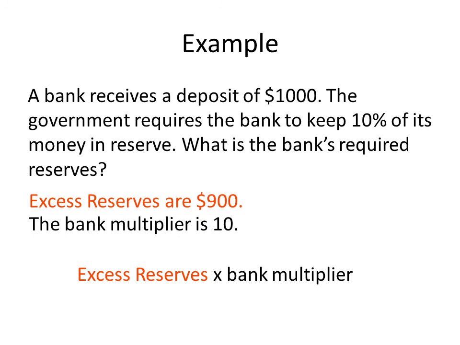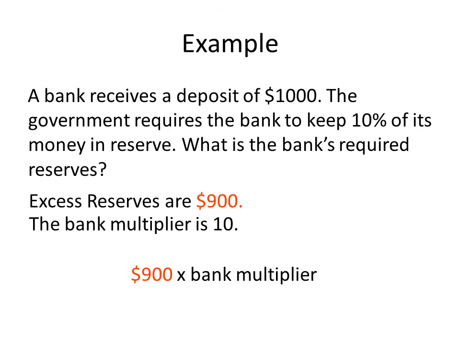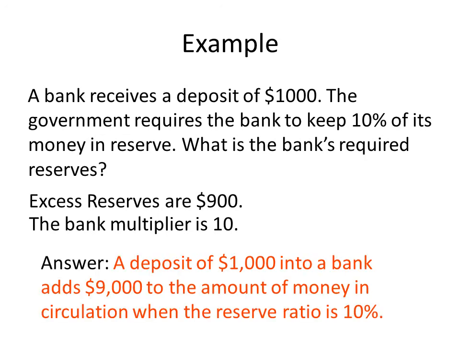In this case, our excess reserves are $900, so we substitute 900 into the formula. Our bank multiplier is 10, so we substitute 10 into the formula. Our next step is to multiply 900 by 10, which gives us 9,000. This means that a deposit of $1,000 into a bank adds $9,000 to the amount of money in circulation when the reserve ratio is 10%.